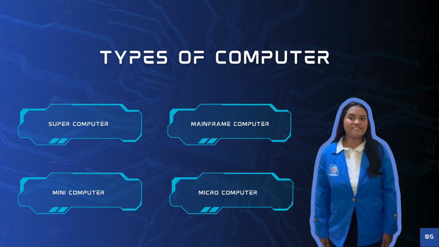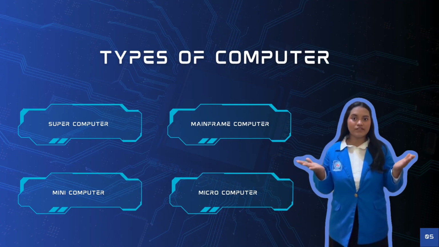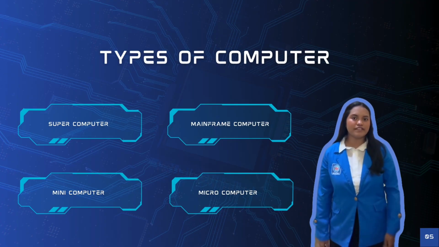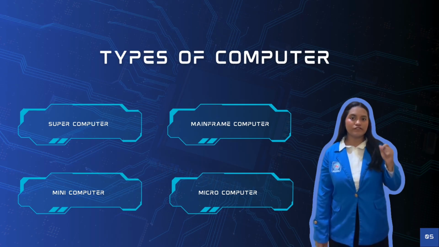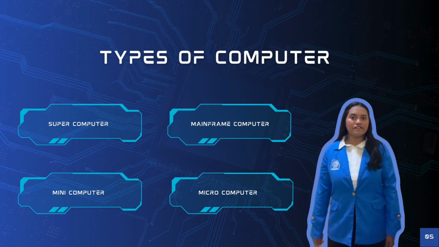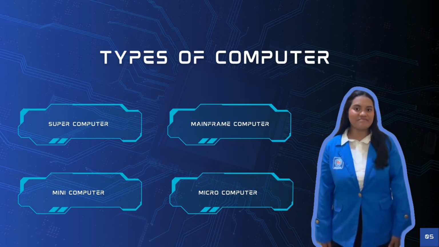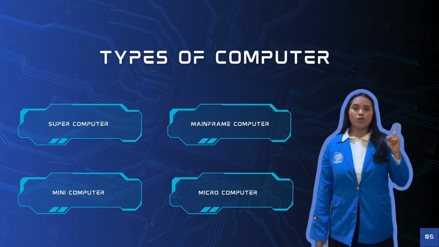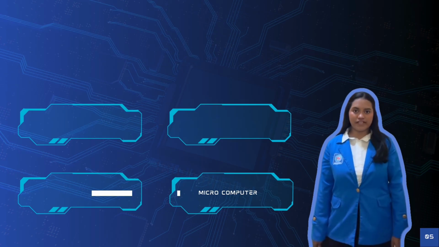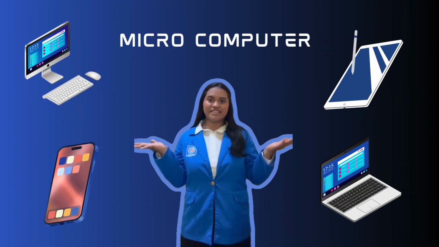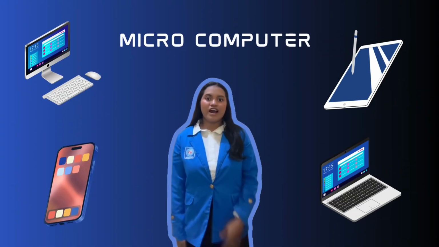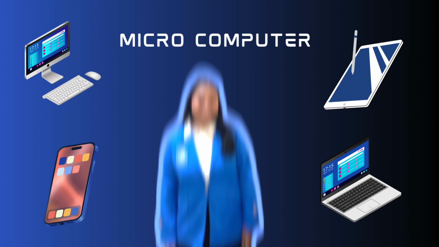And then we have minicomputers, which are mid-range systems. They are smaller than mainframes but more powerful than personal computers. They're often used in medium-sized businesses. And finally, microcomputers. These are the ones most of us use every day. Desktops, laptops, tablets, and smartphones all fall into this category.